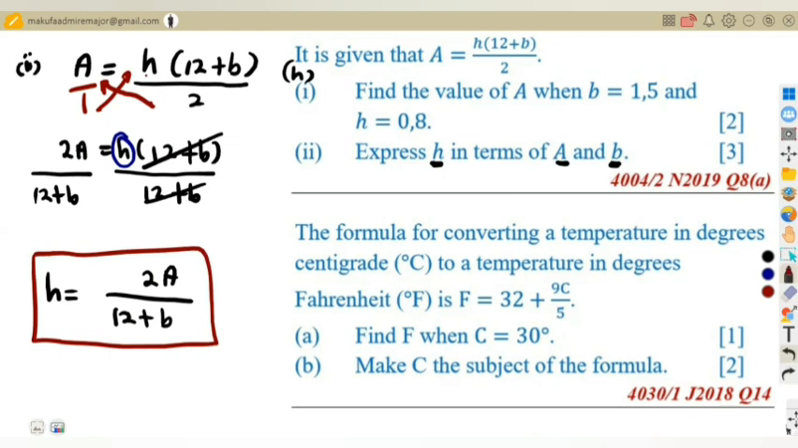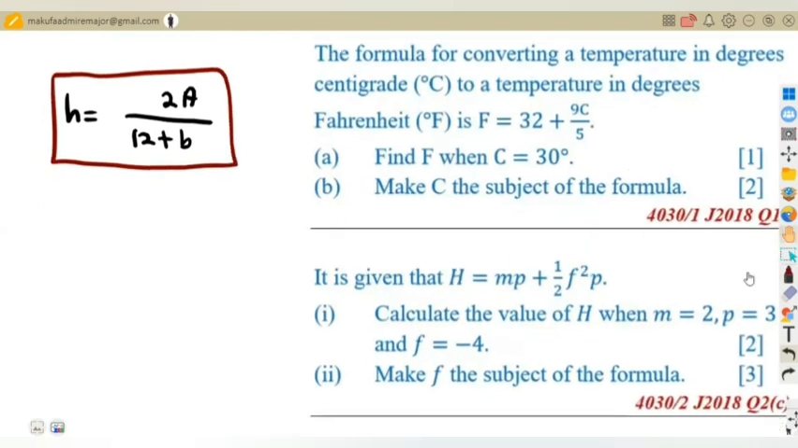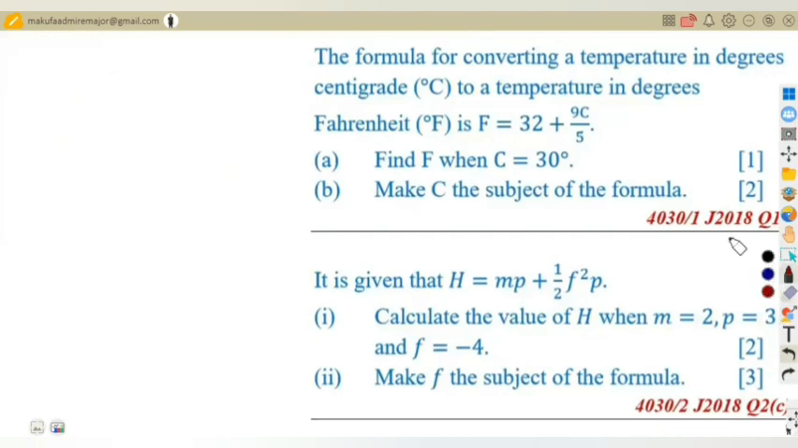So as you can see, change of subject, the marks are actually fine. Let us check the other part of the question. In this case, we have the formula for converting a temperature in degrees Celsius to the temperature in degrees Fahrenheit, which is degree F. So there is a formula that we are supposed to use, which is given as F is equal to 32 plus 9C over 5, like this. This is the formula that we are going to use to convert our temperatures.